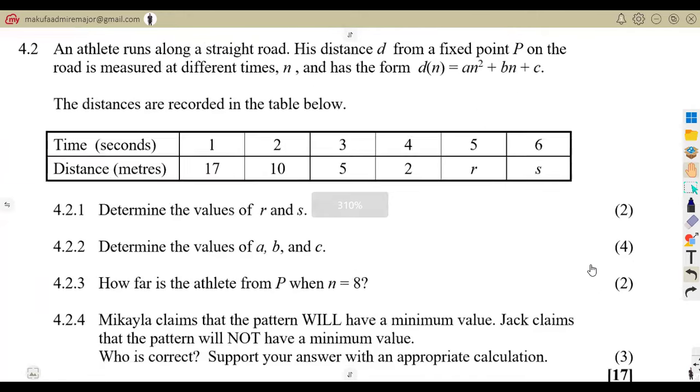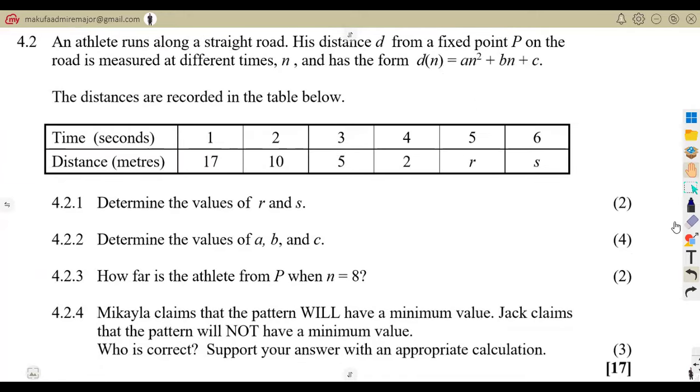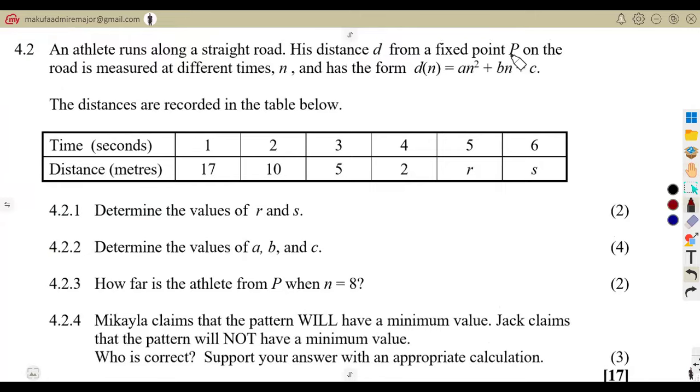On question number 4.2, an athlete runs along a straight road. His distance from a fixed point P on the road is measured at different times, all right? Time in seconds, distance in meters: 1, 2, 3, 4, and so on. The distances are 17, 10, 5, and so on. So it is giving us this rule. As we can see, the rule that we have there is a quadratic. They're simply telling us that if we simplify, we're going to obtain a quadratic.